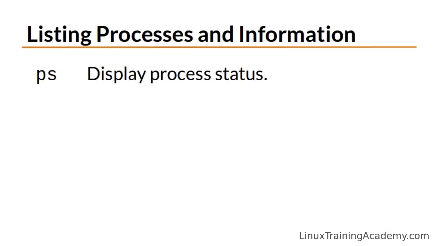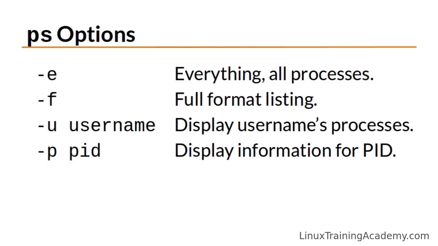To display the currently running processes, use the ps command. If no options are specified, ps displays the processes associated with your current session. To see every process, including ones that are not owned or running as you, use ps with the -e option. The -f option will give you more information and a full format listing. To see processes running as a specific user, use ps -u username.